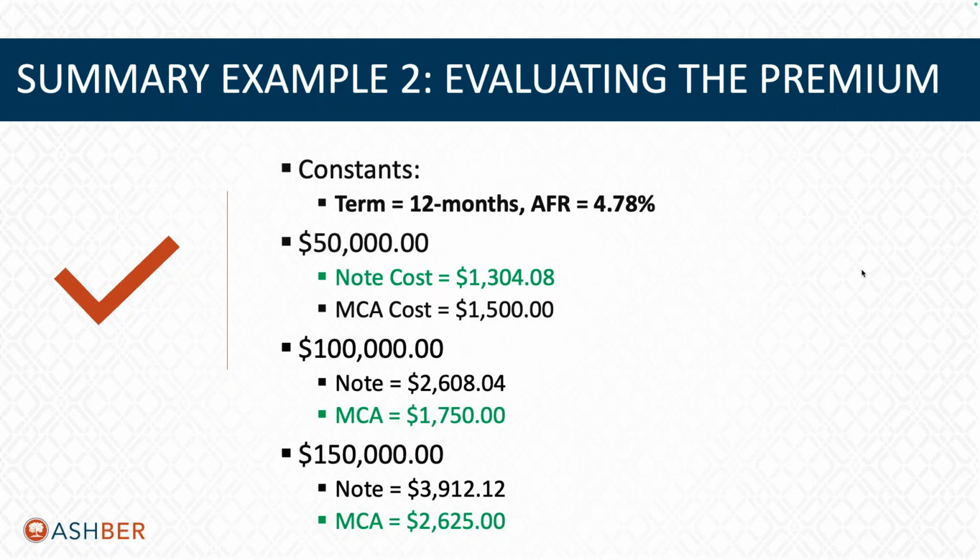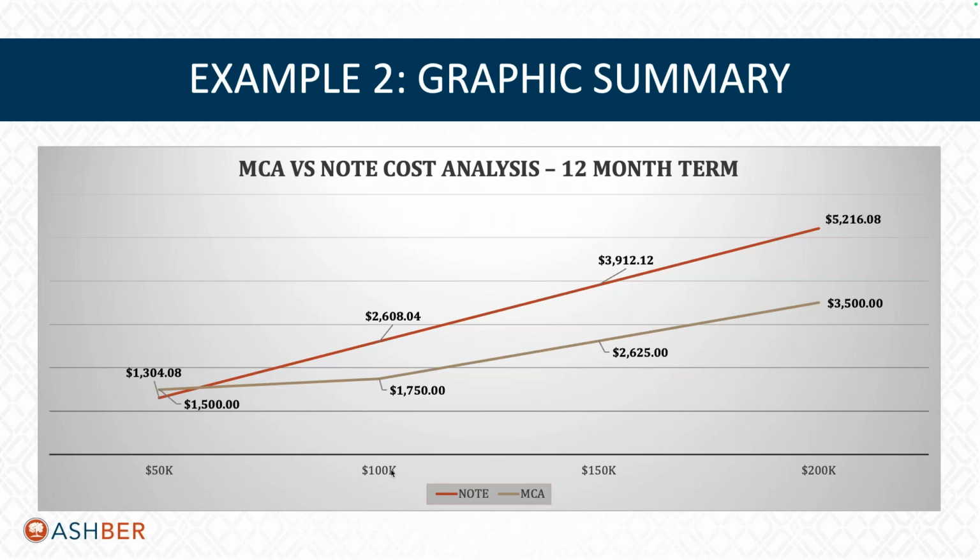So here's the summary for a premium evaluation. Again, the first one, $50,000, tends to favor the note at a 12-month rate, but the $100,000 and $150,000 investments tend to favor the annuity pretty significantly. Looking at that graphically, you notice a very similar graph to the first one with the same trajectory of the note, but you see a little bit higher trajectory in the annuity because again, the cost of the fees is going up.